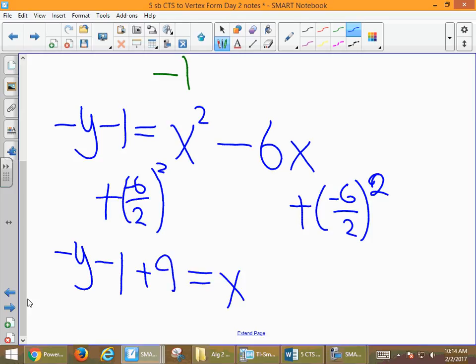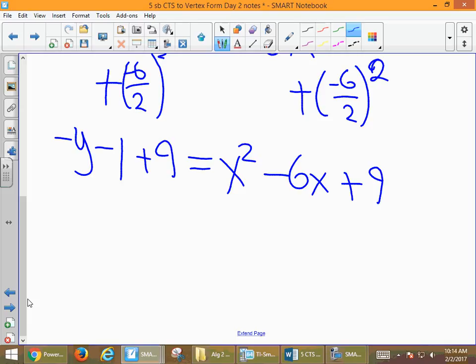And then we have x squared minus 6x. And because we added the same thing to both sides, we'll add a positive 9 on this side. And now we can clean up our left side. We have negative y and then negative 1 plus 9. What is negative 1 plus 9? 8. So we have plus 8, and this equals our perfect square trinomial.